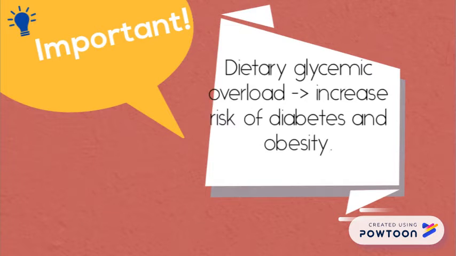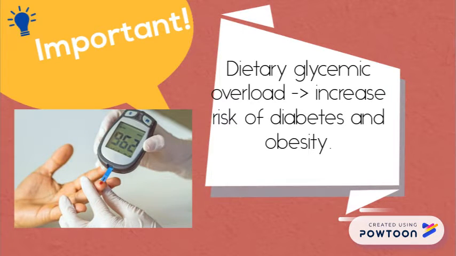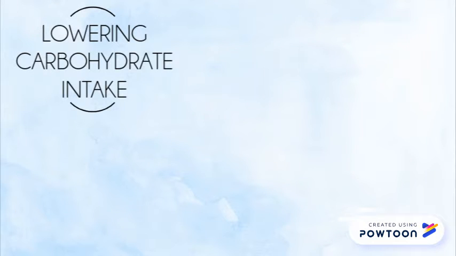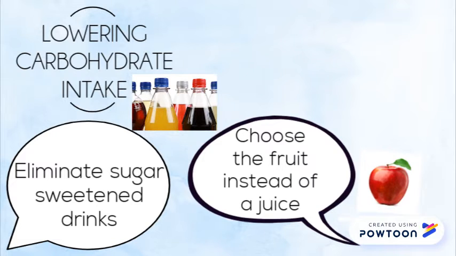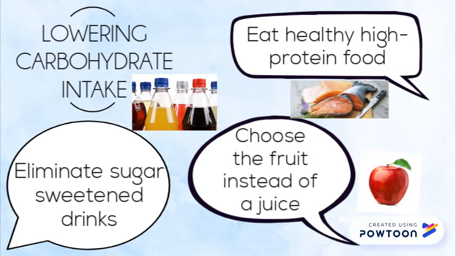It is very important to know that a dietary glycemic overload can increase the risk of developing diabetes and obesity. To lower your carbohydrate intake, we recommend you to eliminate sugar-sweetened drinks, to choose the fruit instead of a juice, and also to eat healthy high-protein food because this is what is going to make you feel full.